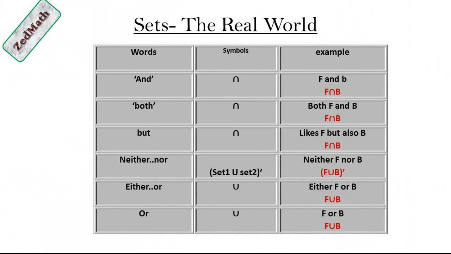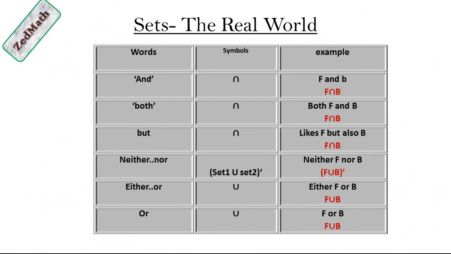So if we start with the second row, we've got "and", which usually means intersection. For example, F and B, or football and basketball, might mean F intersect B. The same applies to the word "both", which has got intersection as used in the example. Both F and B is F intersect B. The other interesting one is "but". This is also used to represent intersection if used like so: F but also B means F intersect B.